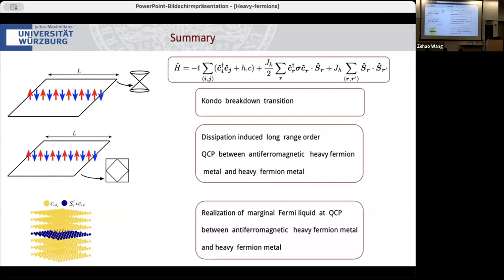Question? Sorry, can you explain a little bit the concept of Landau damping for Goldstone modes?